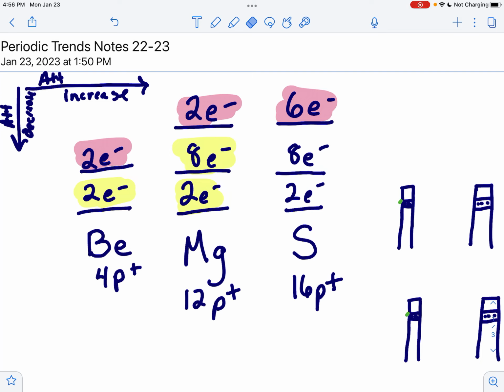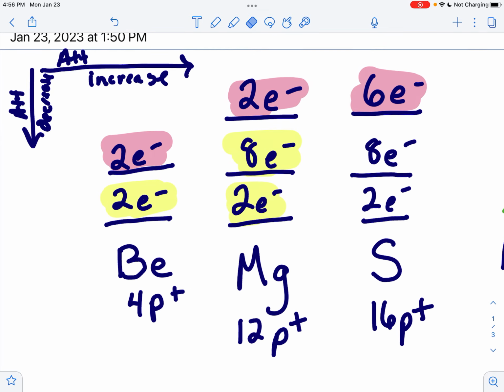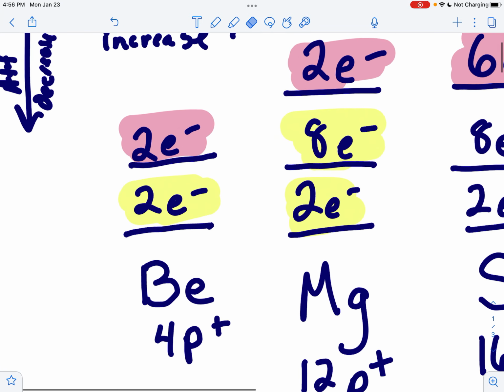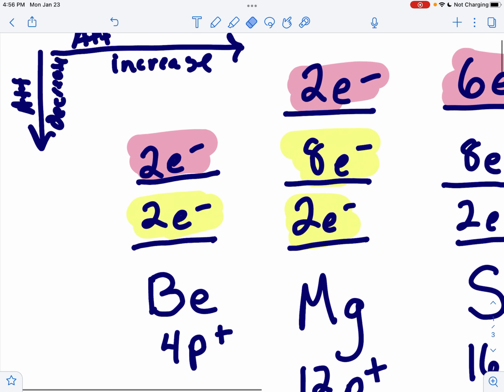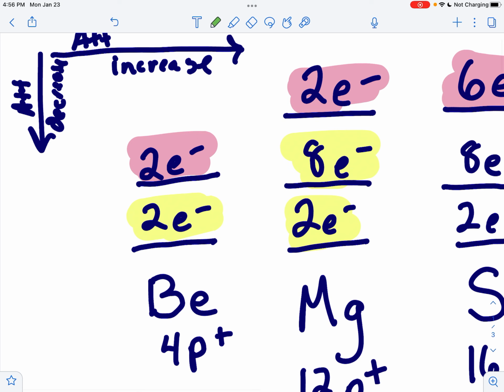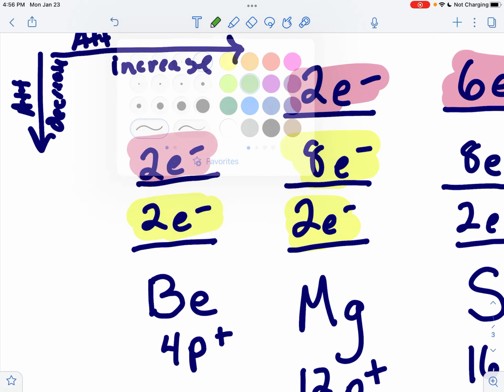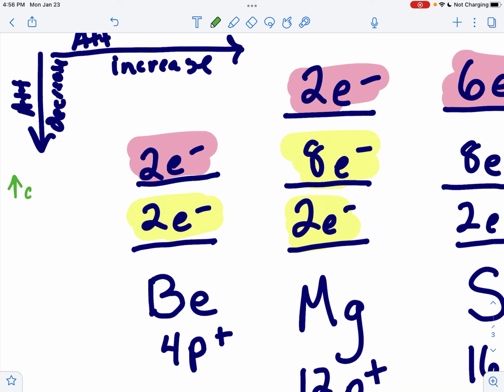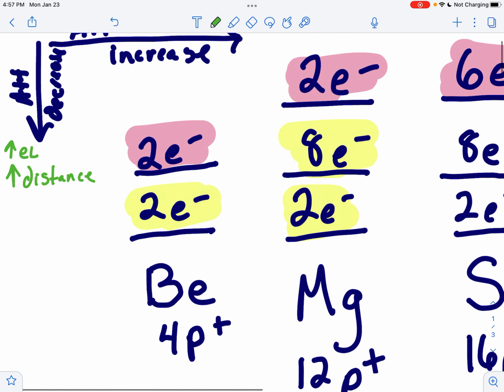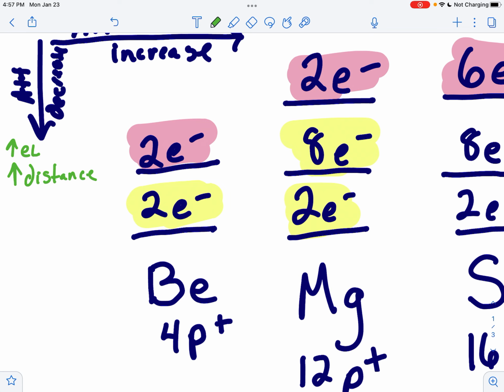We've already discussed how the attraction decreases as we go down a group. And the reason for that is because I have more energy levels. Since I have more energy levels, that means my valence electrons are a higher distance away from the nucleus. And the higher the distance, so more energy levels, means more distance between the valence electrons and the nucleus, and more distance is going to mean lower attraction.